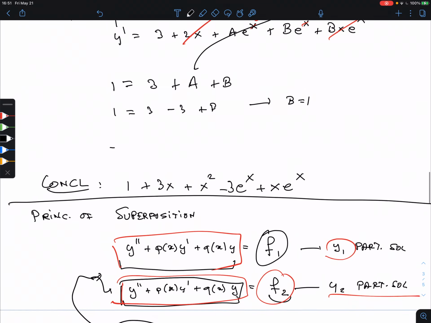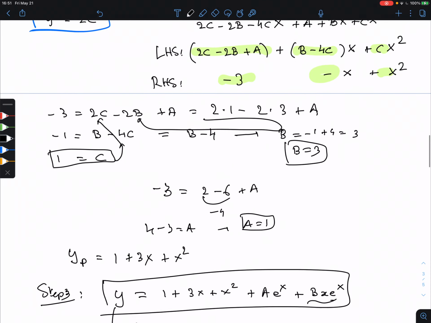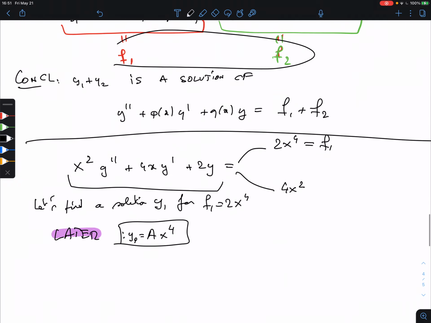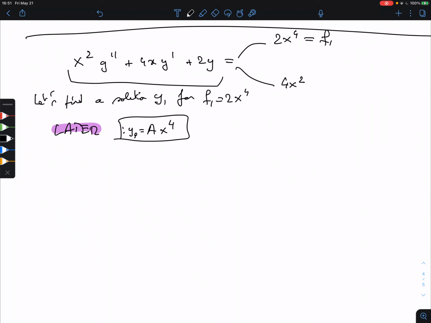So the same way that we said here, a particular solution will be of this form, but why, we have not discussed yet. But knowing that it's of this form, let's find it. What we need to do is plug it into this equation. This is the equation that we're trying to solve, right? Let me write it one more time, in case it's not clear.